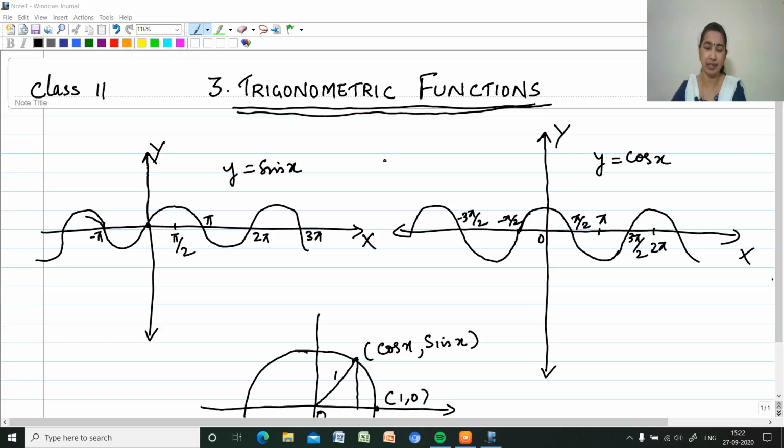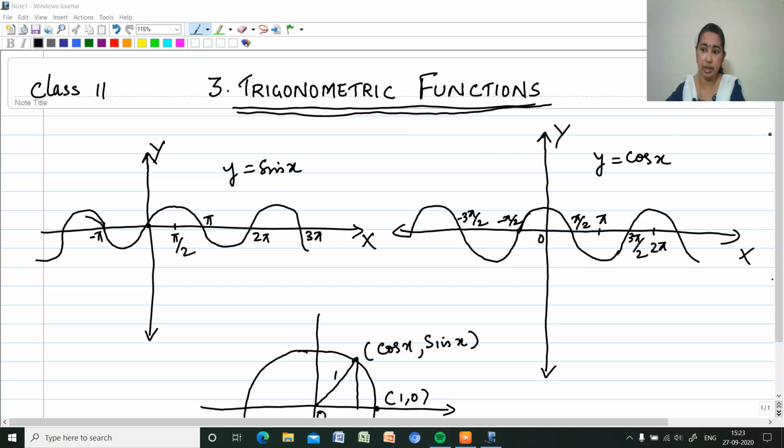Here I am discussing class 11, chapter 3 trigonometric functions. In the last video we were discussing radian measure and degree measure. Also in earlier classes we have discussed trigonometric ratios for an acute angle as the ratio of sides of a right angle triangle. So we'll now extend the definition of trigonometric ratios to any angle, that is in terms of radian measure.